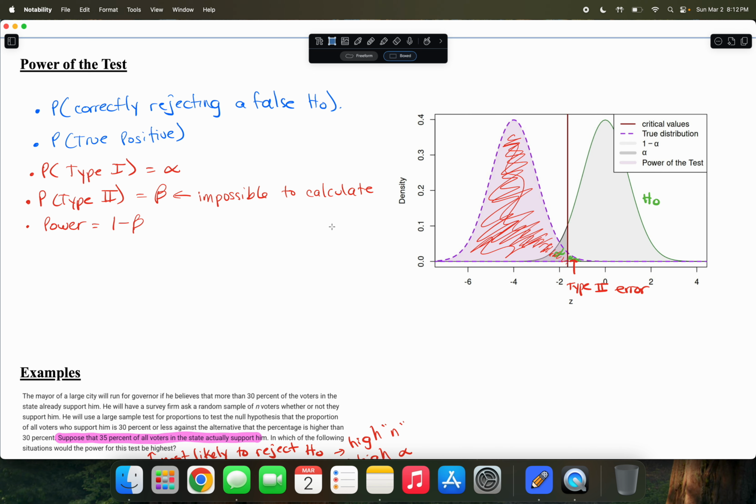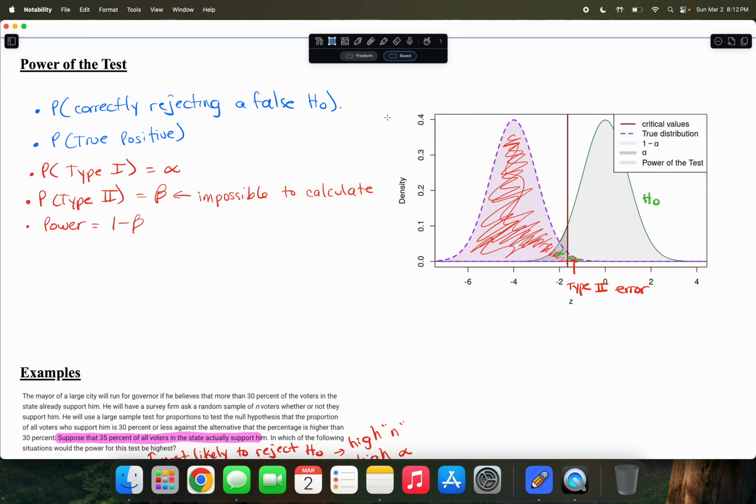So again, power of the test is the probability of correctly rejecting a false null hypothesis, or in plain English, it is the probability of a true positive. The probability that I actually have the disease and the test says I have the disease. So some other important notation things for you. The probability of a type 1 error is just alpha.